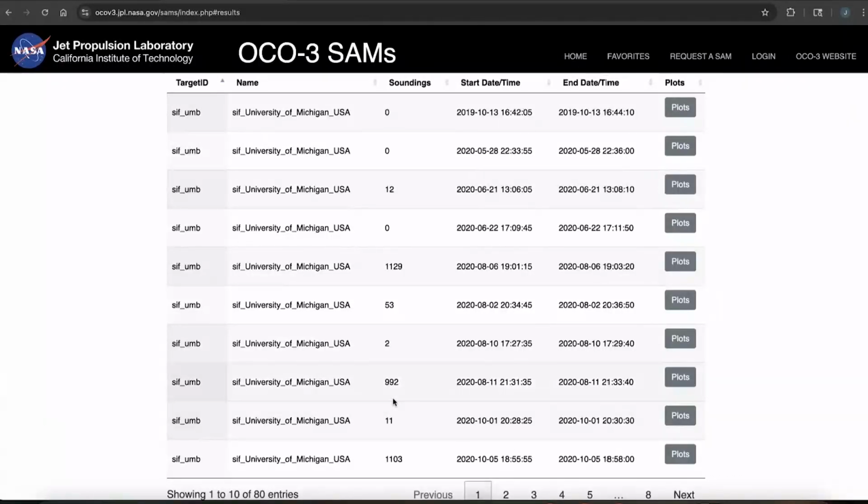When we click the Plots button on the right side of the table, we can see that the OCO-3 team has already processed the SAM acquisition with a number of different products. So I'll click that now.